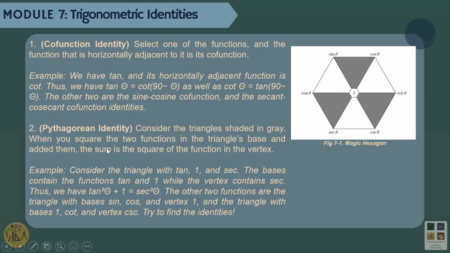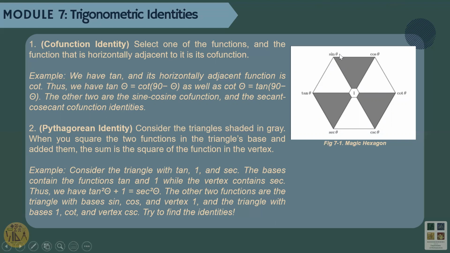Next up, Pythagorean identity. Consider the triangles shaded in gray. When you square the two functions in the triangle's base and add them, the sum is the square of the function in the vertex. For example, let's have this triangle: tangent theta, 1, and secant. Tangent squared theta plus 1 is equal to secant squared theta.